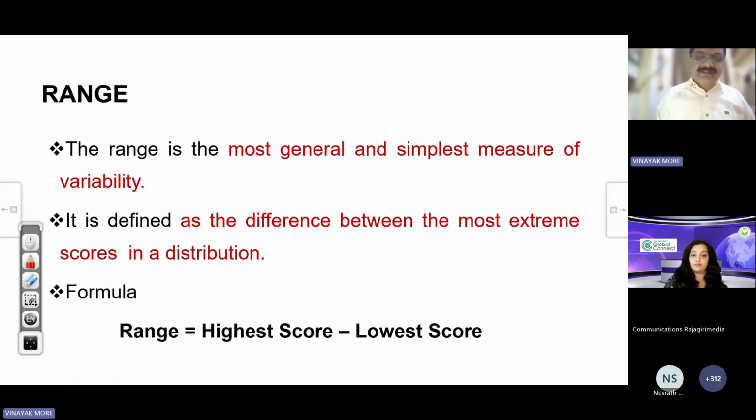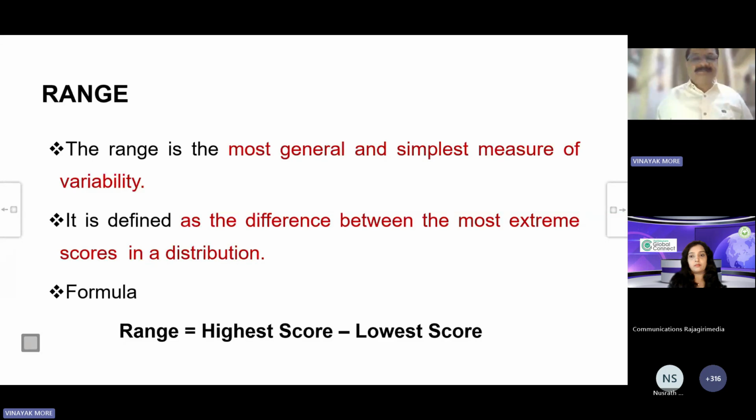Let us move to the next, that is variation. That is how the data is scattered alongside the mean. The basic fundamental calculation is range. It is very simple. You have to find the lowest scorer in the class and the highest scorer in the class, and find the difference between these two. So range is the simplest and most general measure of variability. So we can find the data is scattered within this range.